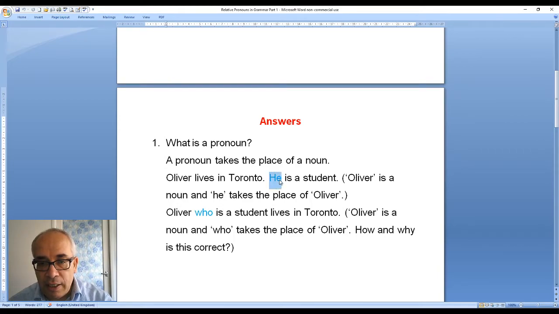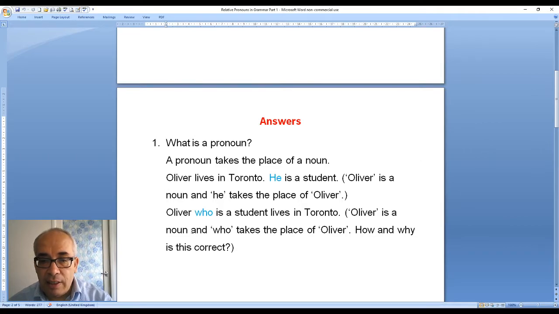So he is a pronoun and he takes the place of Oliver. It's not good English to repeat Oliver, to say Oliver is a student. This is not good English. So it's better to use he. So he refers to Oliver.